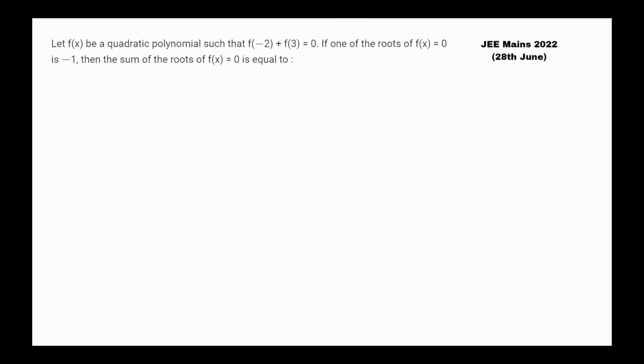Now let's start with the first question. Let f(x) be a quadratic polynomial such that f(-2) + f(3) = 0. If one of the roots of f(x) is -1.